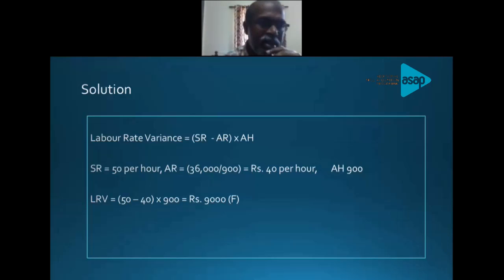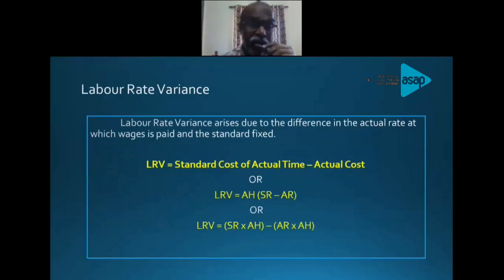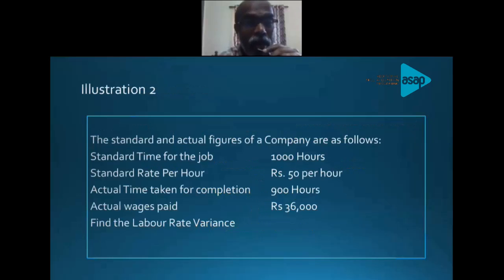Okay, clear? I hope you got the idea. You have to understand exactly how labor rate variance is computed. Labor rate variance is actual hour into standard rate minus actual rate. This equation must be learned by heart.